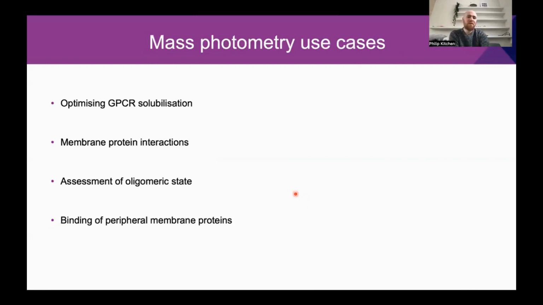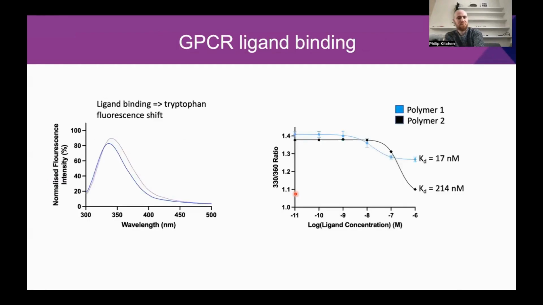Okay, so what I thought I would do is just go through 4 quick examples of experiments that we've got running in the lab at the moment where we're using mass photometry. Okay, so the first one of those is we're looking at solubilizing a G protein coupled receptor and trying to optimize the solubilization so we get the best functional protein. We're characterizing the protein function using tryptophan fluorescence quenching.